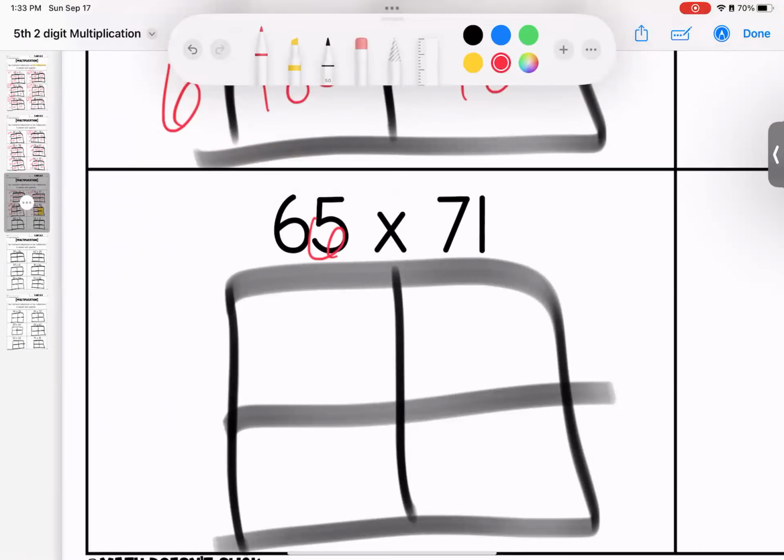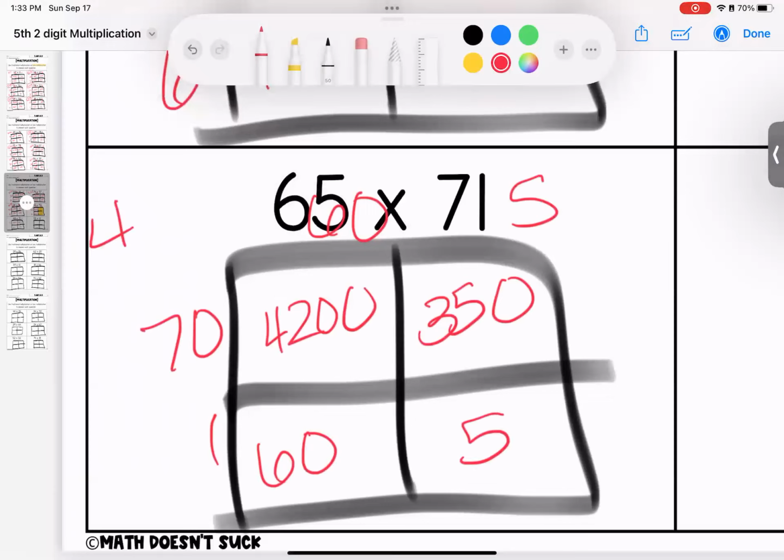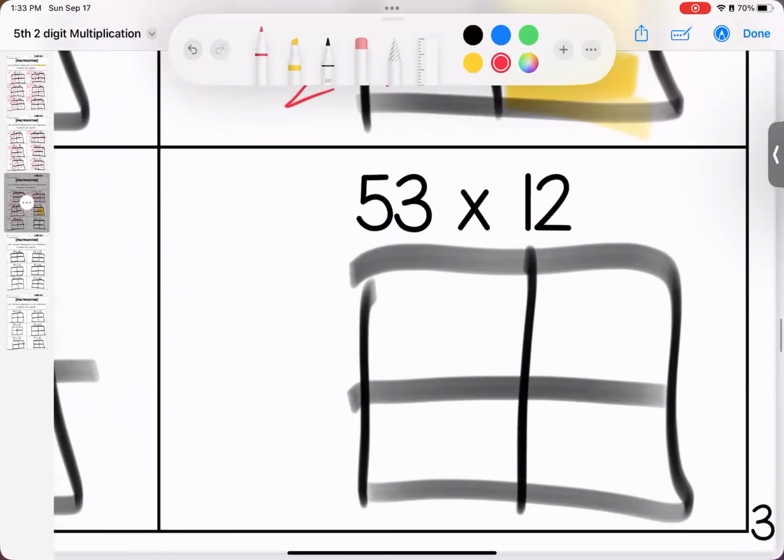60, there we go. 60 and 5, 70 and 1. 6 and 7's 42, 2 zeros. 7 and 5, 35, 1 0. 1 and 6 is 6. 1 and 5 is 5. Add it up, 4,615. Last one here, 50 and 3, 10 and 2.